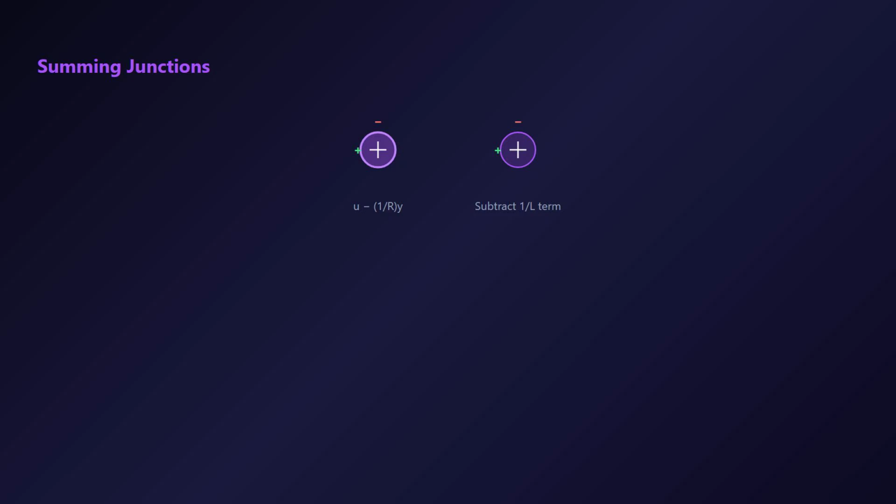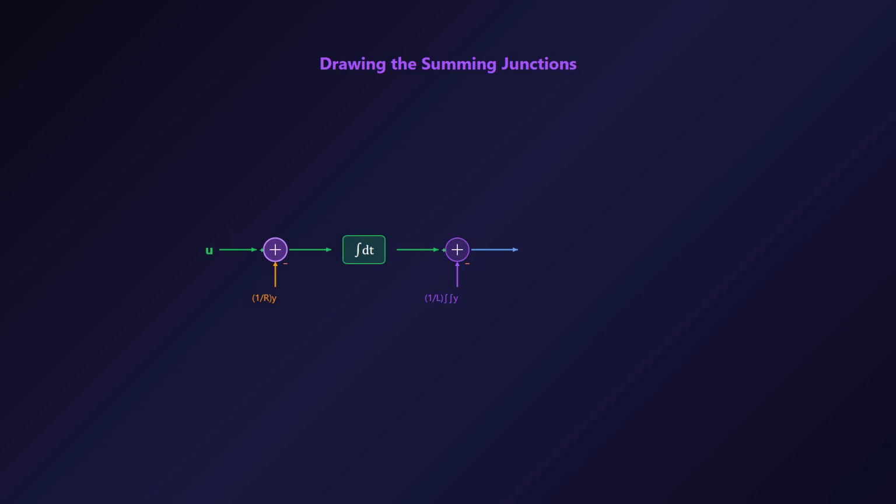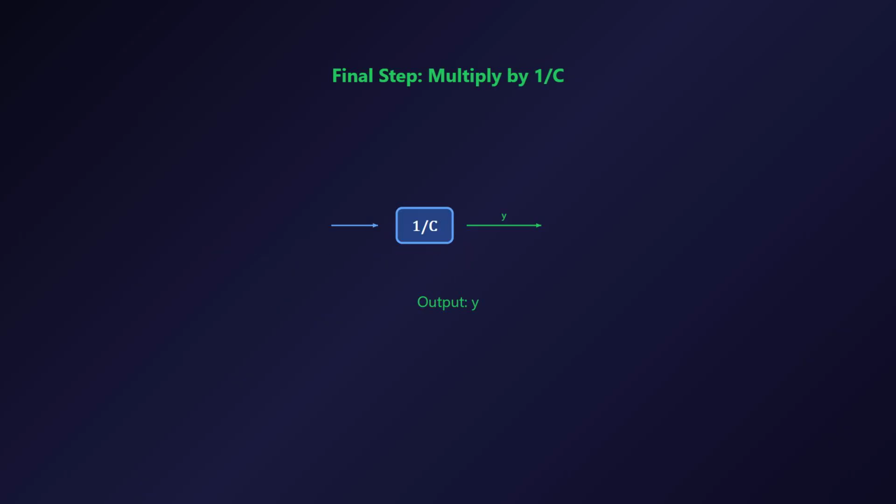Here's where it gets interesting. We need summing junctions to combine our terms. One junction adds u and subtracts 1 over r times y. Another junction subtracts the double integral term. I draw the circular summing junction. The plus sign for u, minus sign for the 1 over r times y term. The output of this junction goes into an integrator, then another summing junction for the double integral term. After the summing junctions, we multiply by 1 over c. This gives us y. I draw the 1 over c gain block and its output is our final output y.